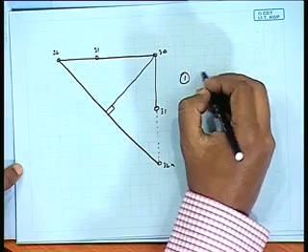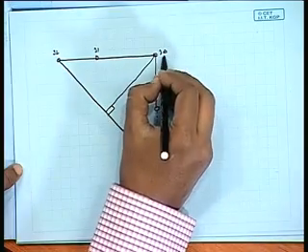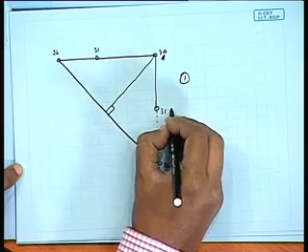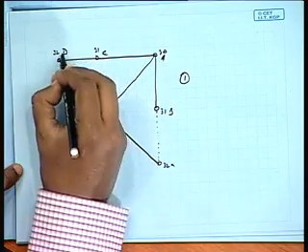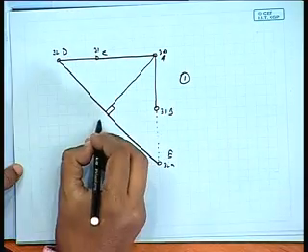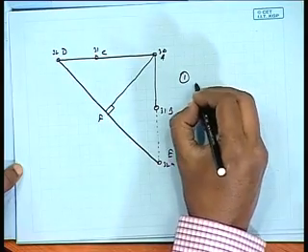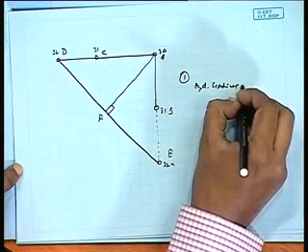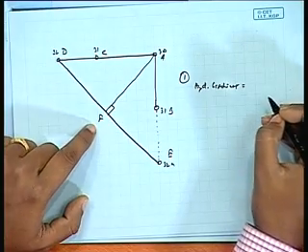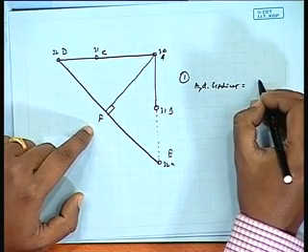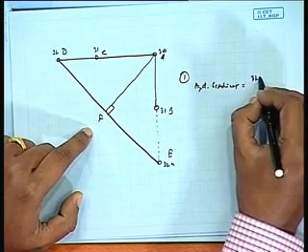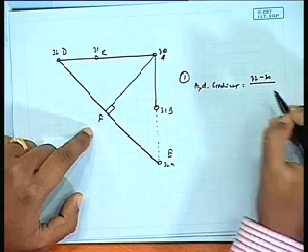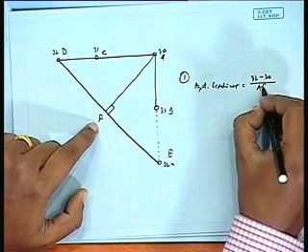So you can find here, say A, B, C, D, E, it is F. So the hydraulic gradient is 32 minus 30, divided by AF. This is one way.